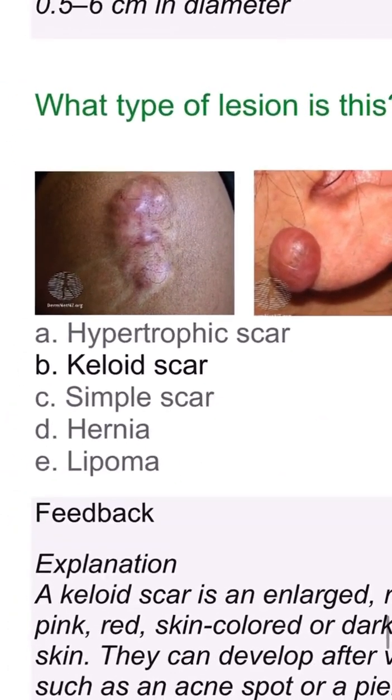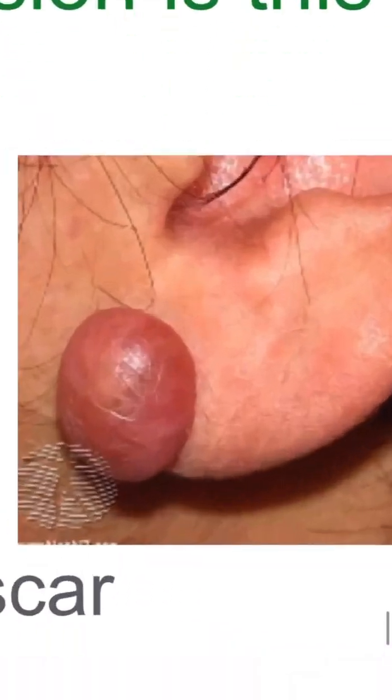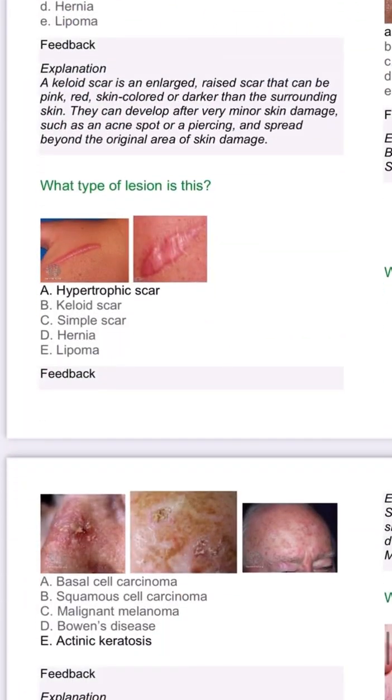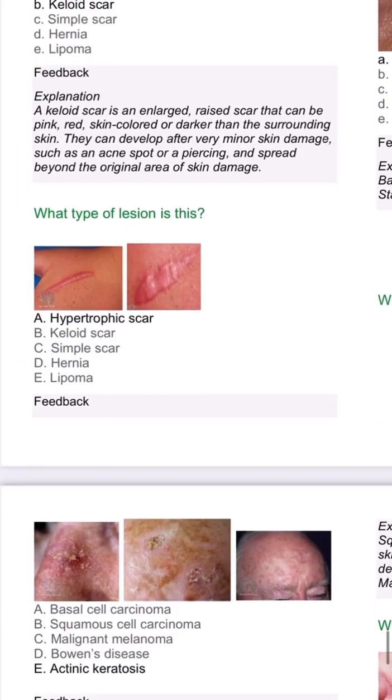What type of lesion is this? This is a keloid scar. Keloid scar is an enlarged raised scar that can be a pink-red skin color or darker than the surrounding skin. It can develop after some very minor skin damage such as an acne spot or a piercing, and spread beyond the original area of the skin damage. So keloid scar.